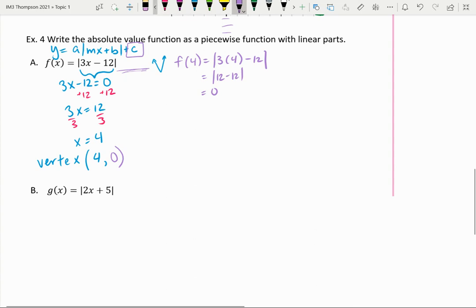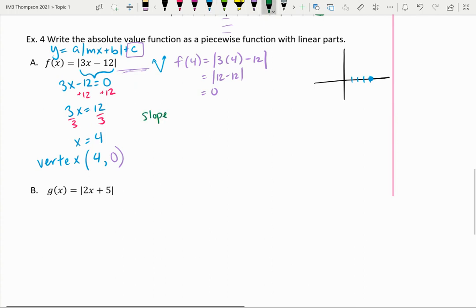Okay, so if I look at a sketch here, again, not going to be real precise, just looking at an about. I have a vertex of (4, 0). I know it opens up. And we can talk about slope also here.